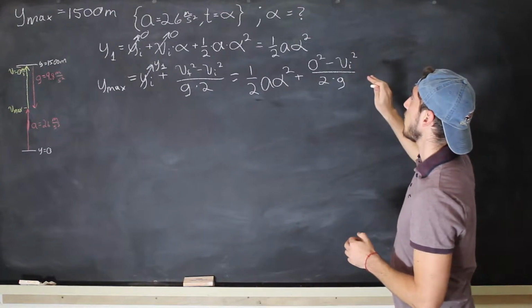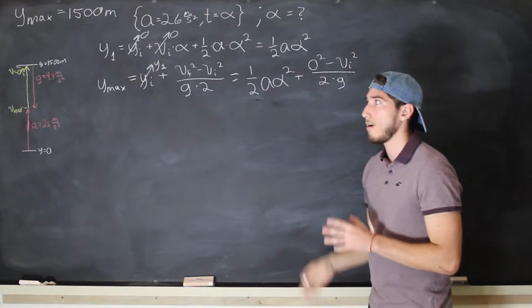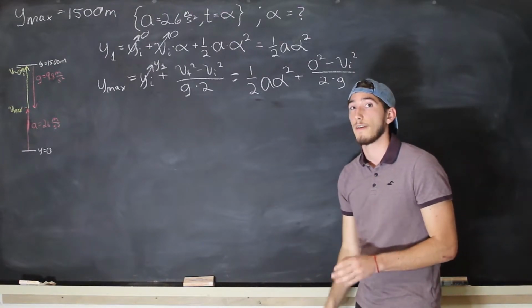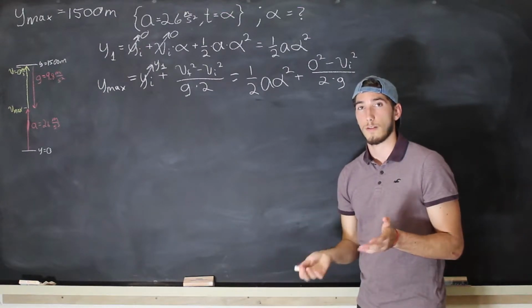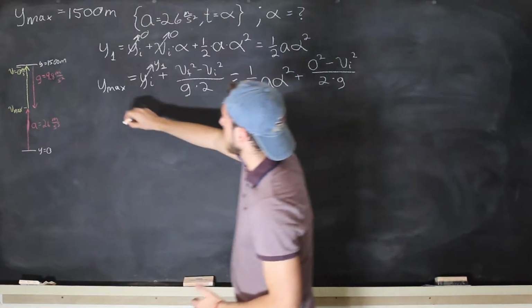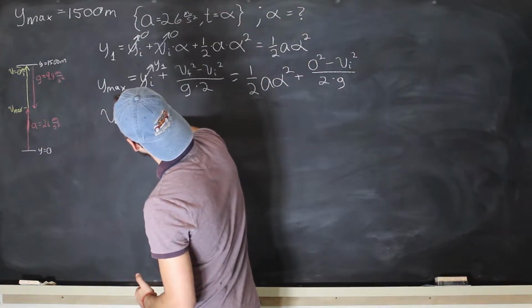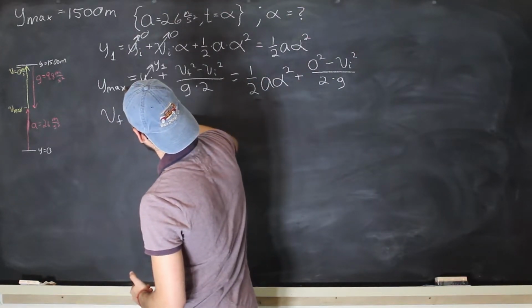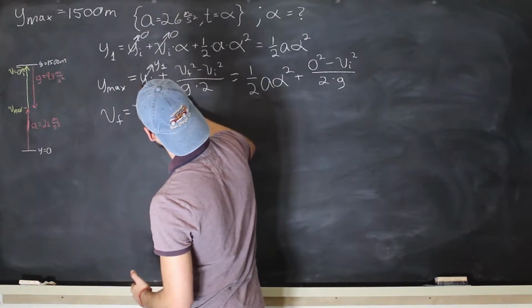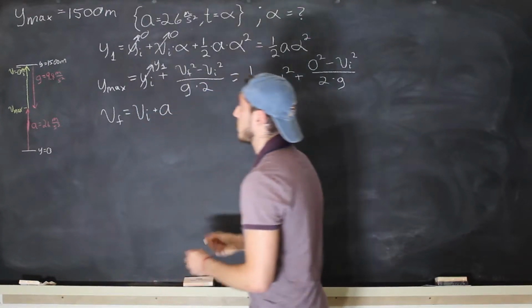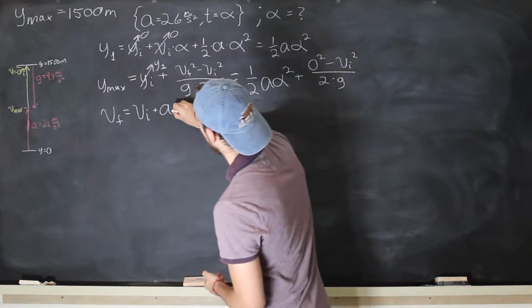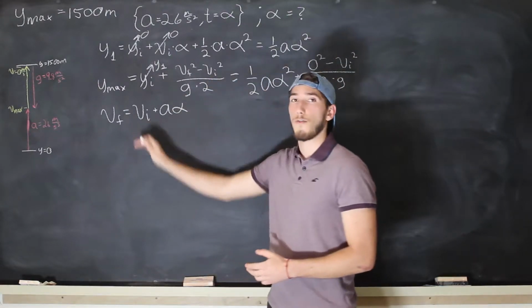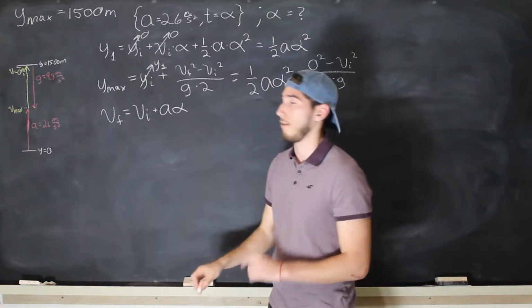Now we have to solve for v initial of the second phase. But v initial of the second phase is the v final for the first phase. And we have a formula to calculate v final. Remember that v final is equal to v initial plus acceleration times time. In this case, the time of phase 1 is alpha. The velocity initial of phase 1 is 0 since we're starting from rest.